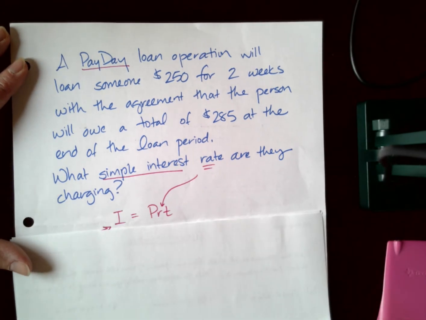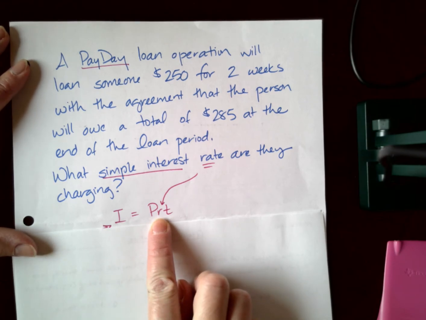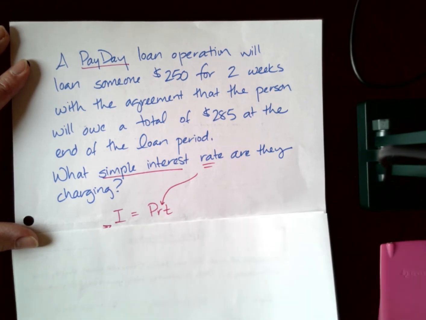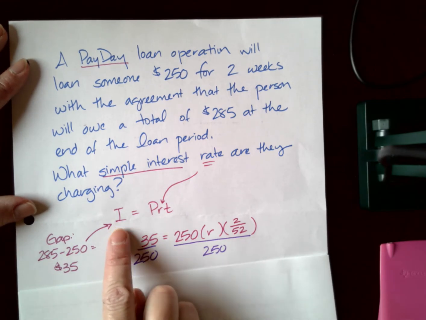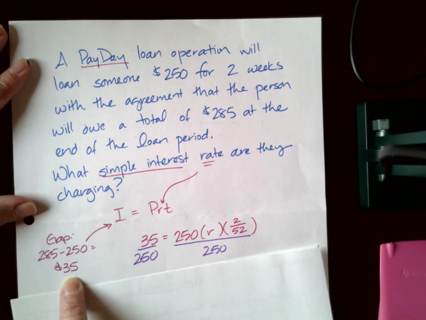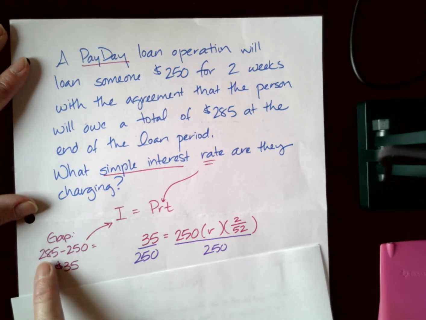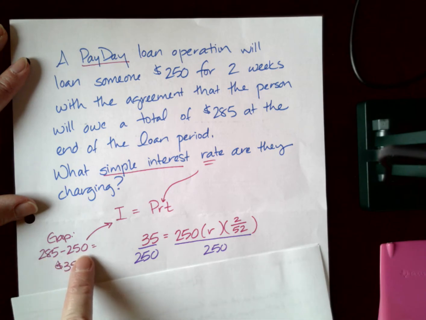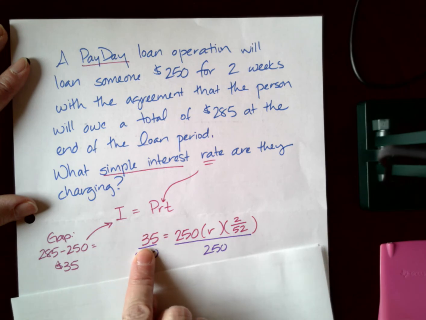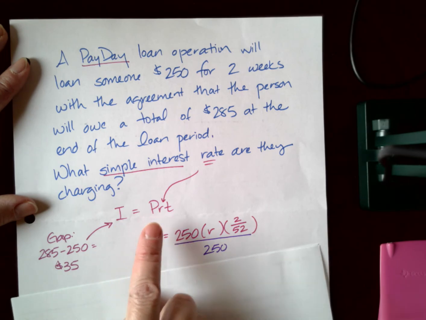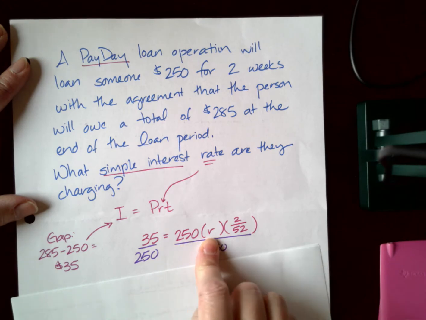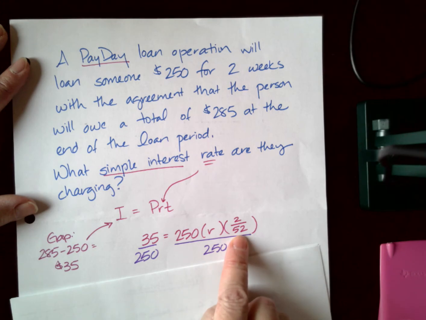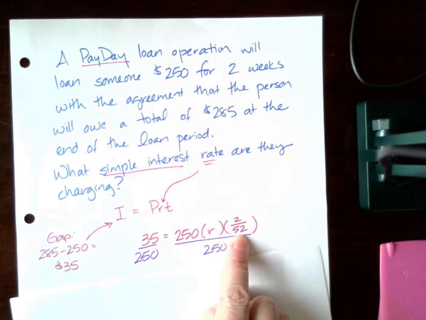So when I look at the simple interest formula, I know I'm looking for the R, and that means I have to know everything else. All right, lots of things going on here. The interest amount is the fee for having taken out a loan with them. It's the gap between the $285 that gets paid back and the $250 that's borrowed. It's $35. So your I value gets replaced with 35. The amount you borrowed, or this person borrows, $250. We don't know the rate. And then 2 out of 52 comes because we're using 2 weeks out of 52 in the year.